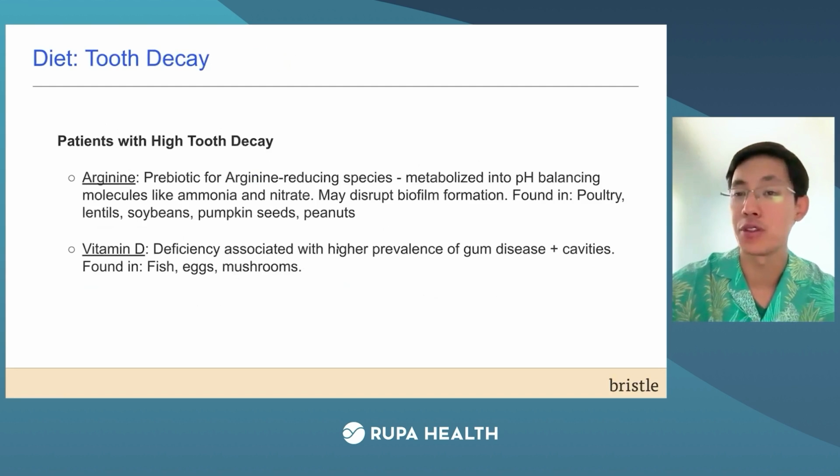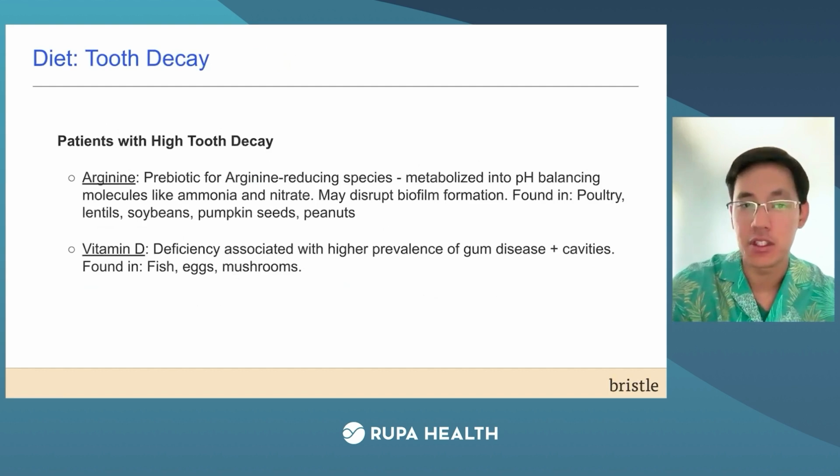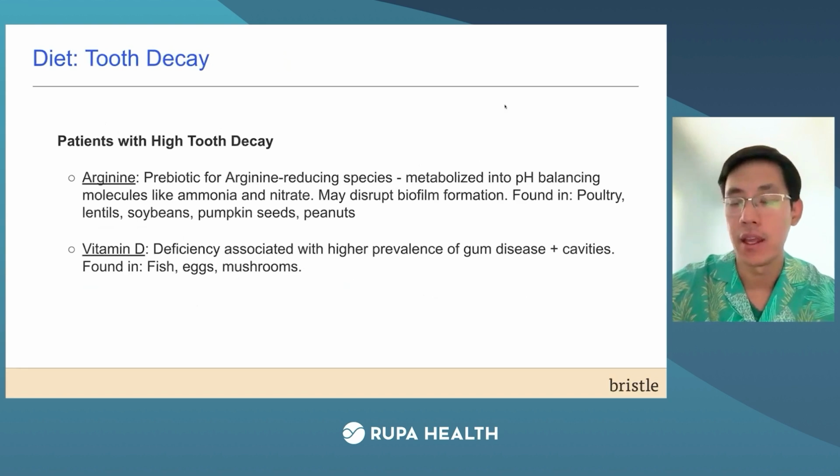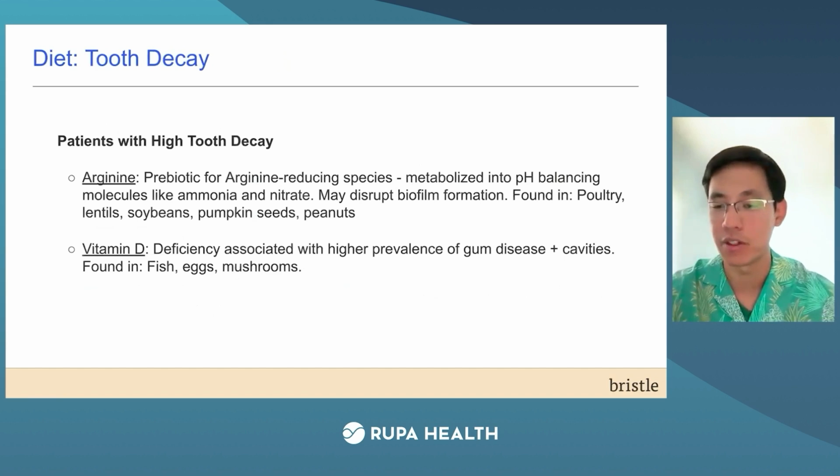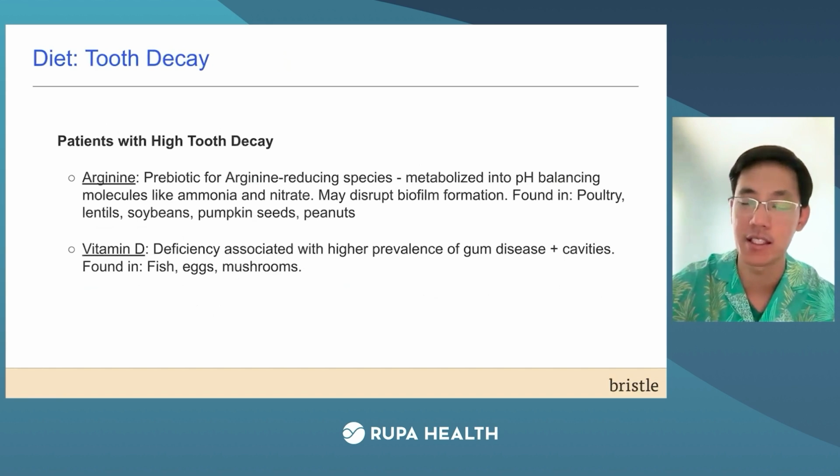And changing diet for tooth decay. So very similarly, taking vitamin D because a lot of people are deficient. And then the other thing is arginine. Arginine is metabolized by some bacteria in the mouth, and this turns into ammonia, which boosts the pH on the surface of your teeth, and this helps to remineralize. So this is part of that cycle that I talked about previously.